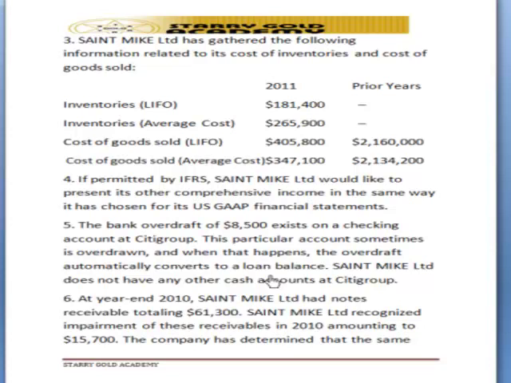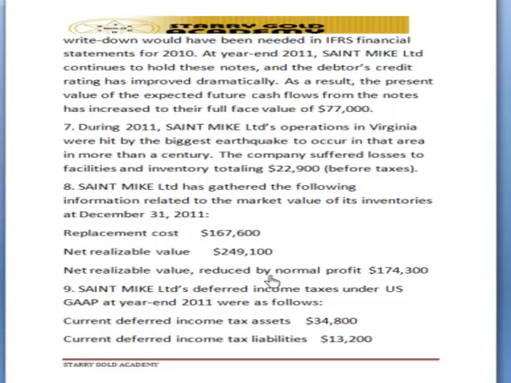So at the year ended 2010, St. Mike Limited has notes receivable totaling 61,300. St. Mike Limited recognized impairment of these receivables in 2010 amounting to 15,700. So the company has determined that the same write-down would have been needed in IFRS financial statements for 2010.